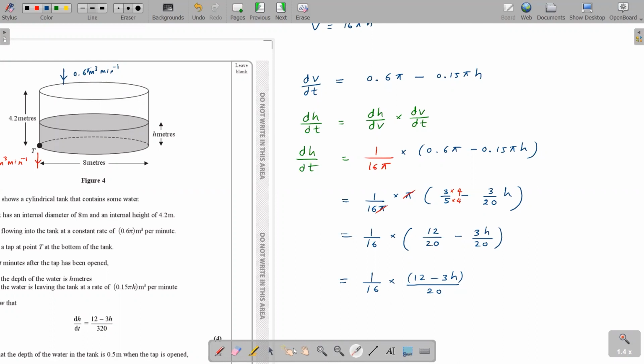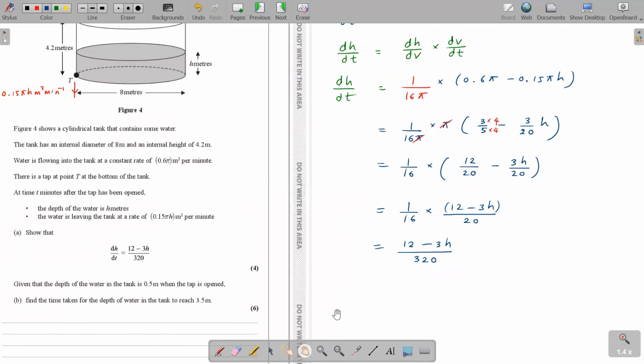How much is 16 times 20? 320, which is the show that. Can you see? So this is the show that. Okay, then we'll move on to the next part.